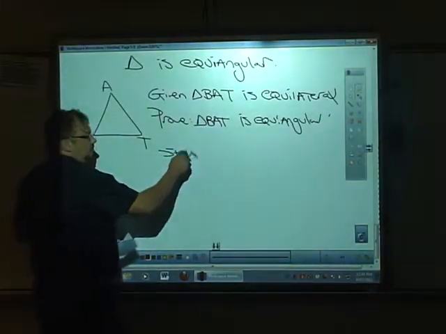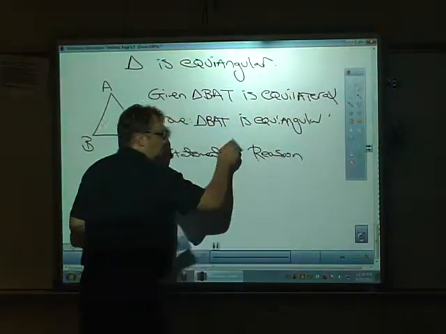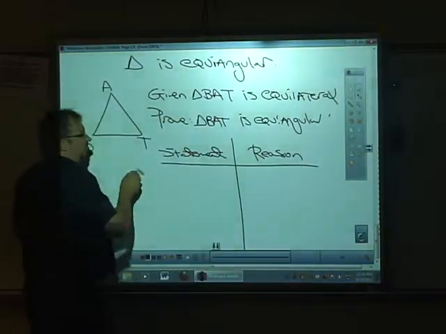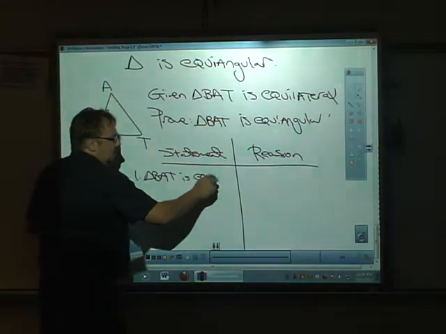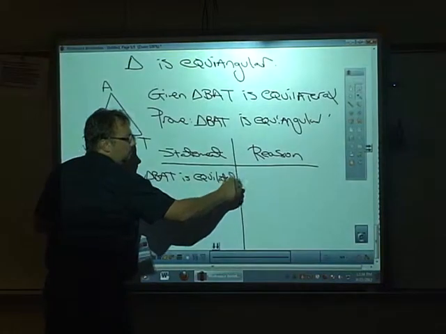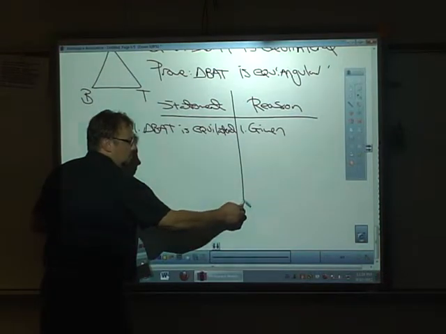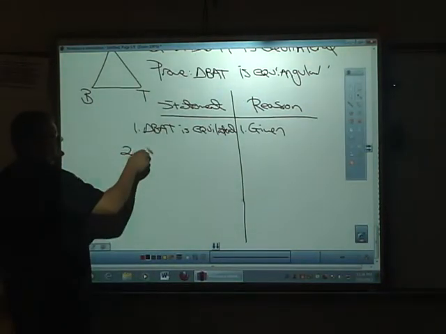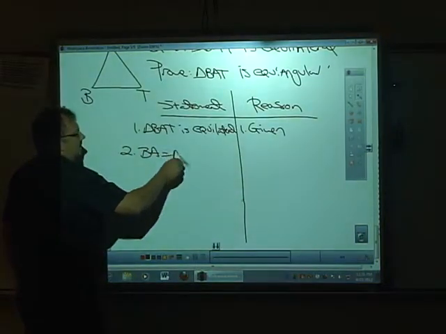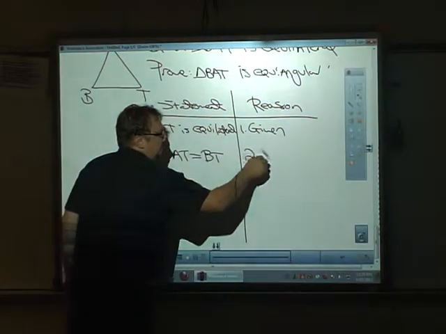Start with our statement and our reason, our two columns. Start with our given as always, triangle BAT is equilateral. What does it mean for a triangle to be equilateral? It means it has three equal sides. So we're going to say that BA equals AT equals BT. Definition of equilateral.